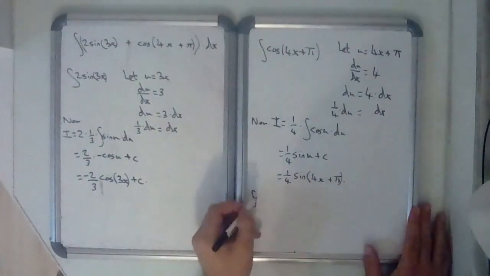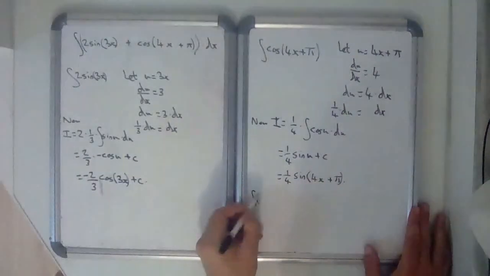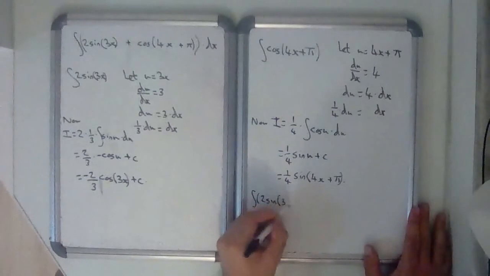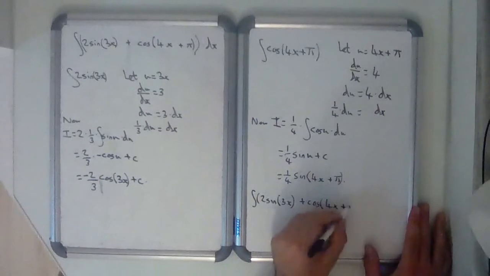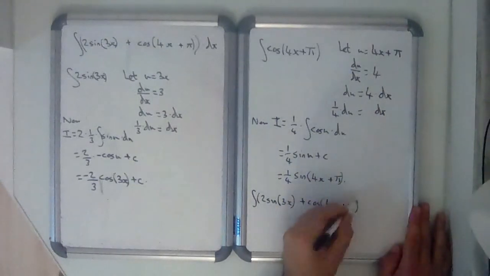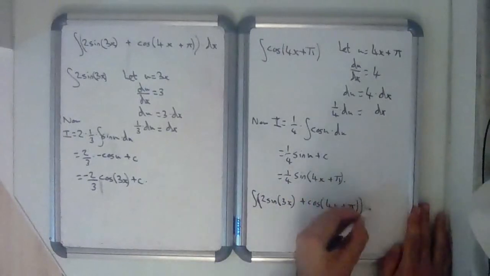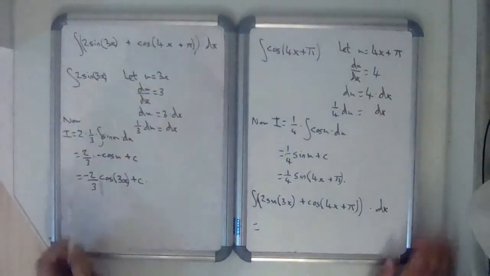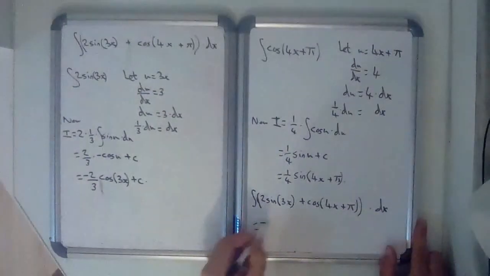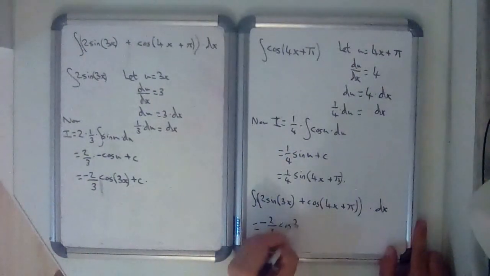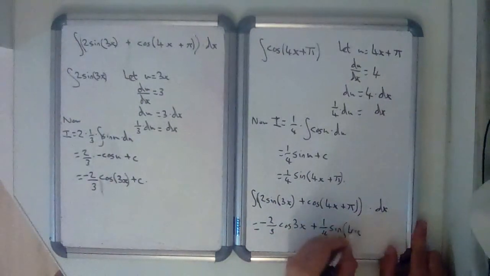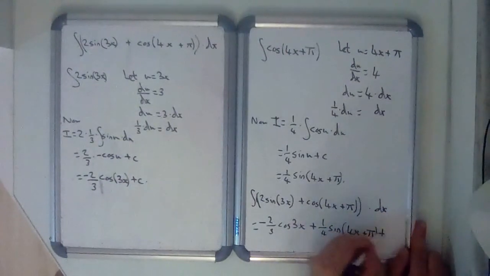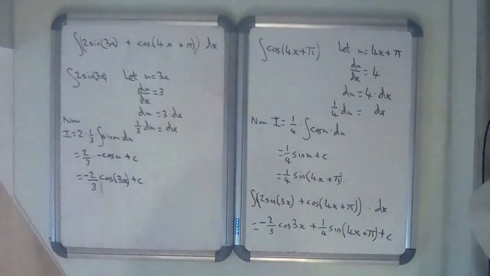So to make it read properly, I'm going to write the question out again. So the integral of 2 sine 3x plus cos 4x plus pi, all of that with respect to x, equals minus 2/3 cos 3x plus 1/4 sine 4x plus pi plus a constant of integration. Remember, we only need one constant of integration, because if you had two and they're just constants, you would add them up anyway.